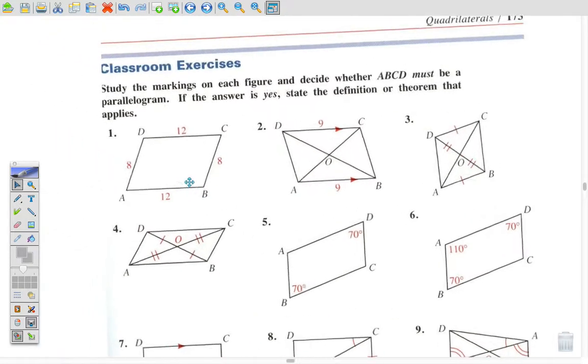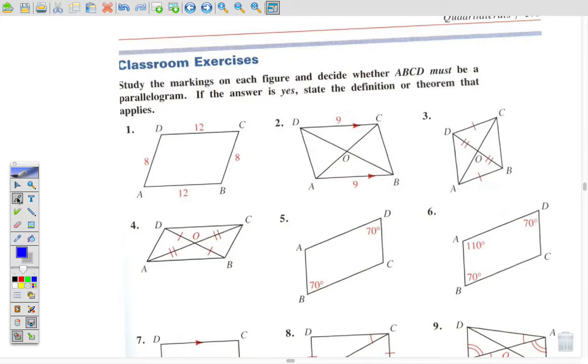All right, at number 1, let's see what I have. Now, first thing I notice is that the opposite sides are equal. So this side is equal to this side, and this is equal to this. And that's one of the 5 ways to determine that I've got a parallelogram. So number 1, yes, this definitely has to be a parallelogram because both pairs of opposite sides are equal.